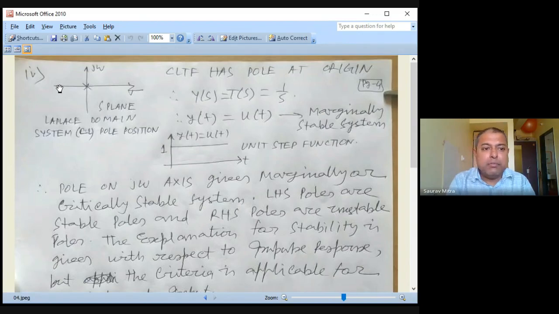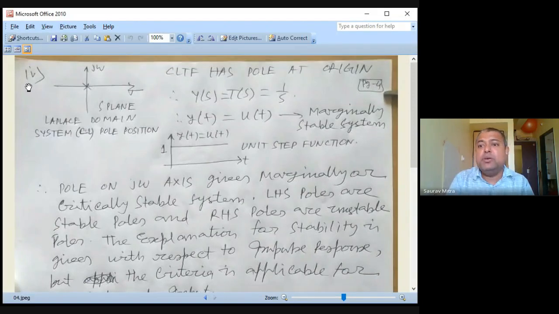So from left to right, instability increases. From right to left, stability increases. This is the maha mantra of control systems in the Laplace domain for continuous systems. If you come from left to right, instability increases. If you go from right to left, system stability increases. What is meant by system stability? The area under the curve will be less and less.